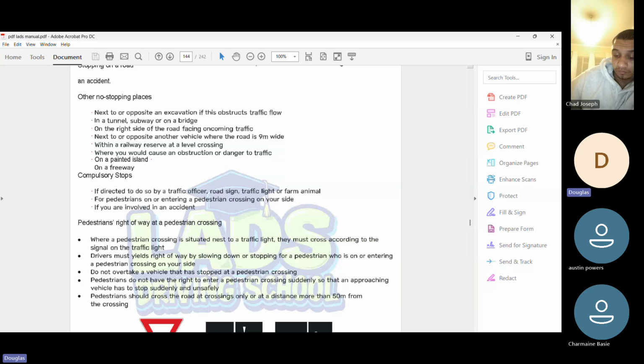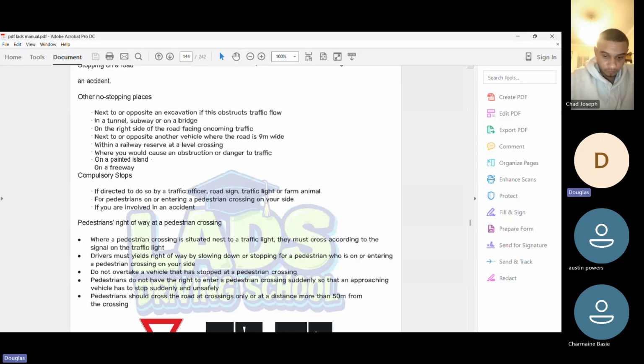So remember what I said, if a traffic cop is on the road and he's giving instructions, the traffic cop is the boss of the road. Whatever the traffic cop says, you do without question. But two, for pedestrians, you are forced to stop if pedestrians are on or entering a pedestrian crossing. You are forced to stop, because if you don't stop, you're going to prison.